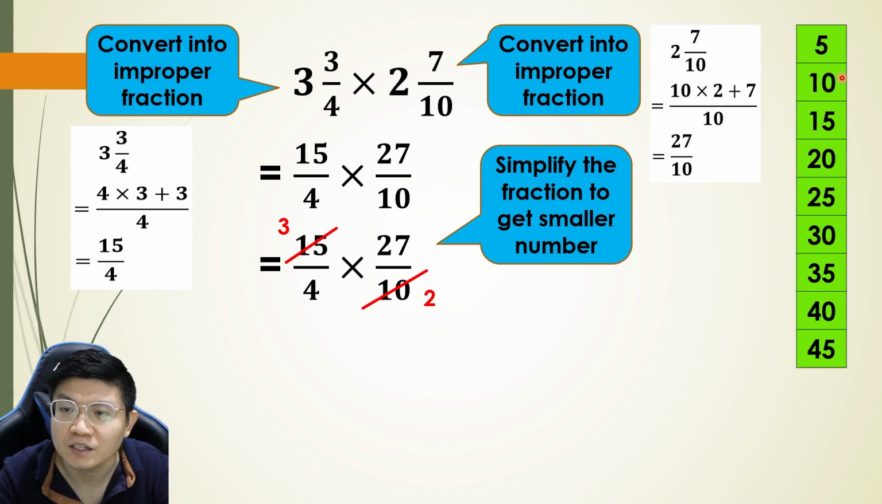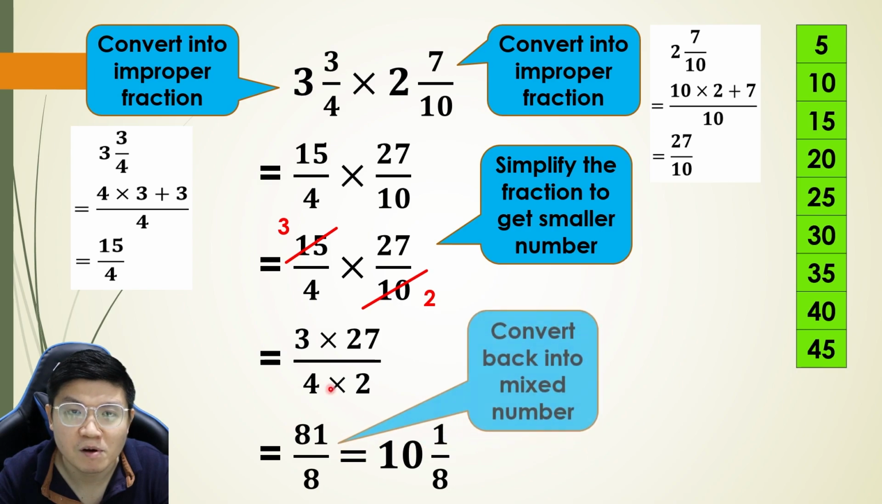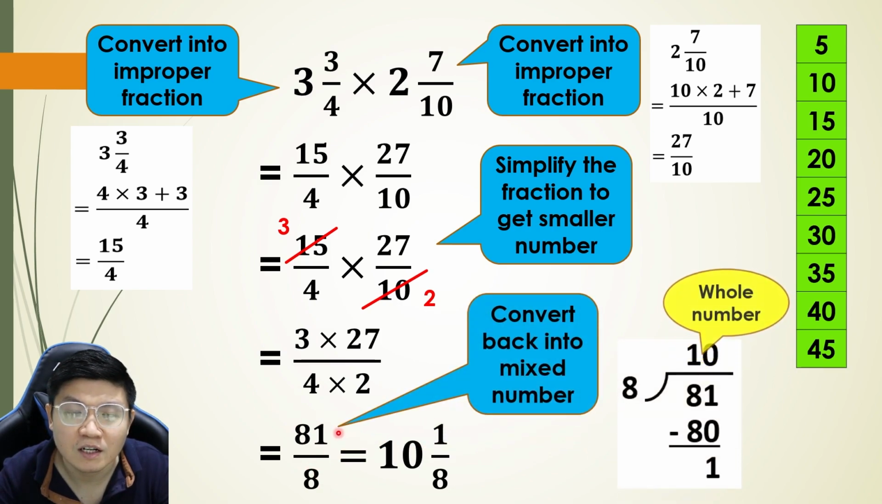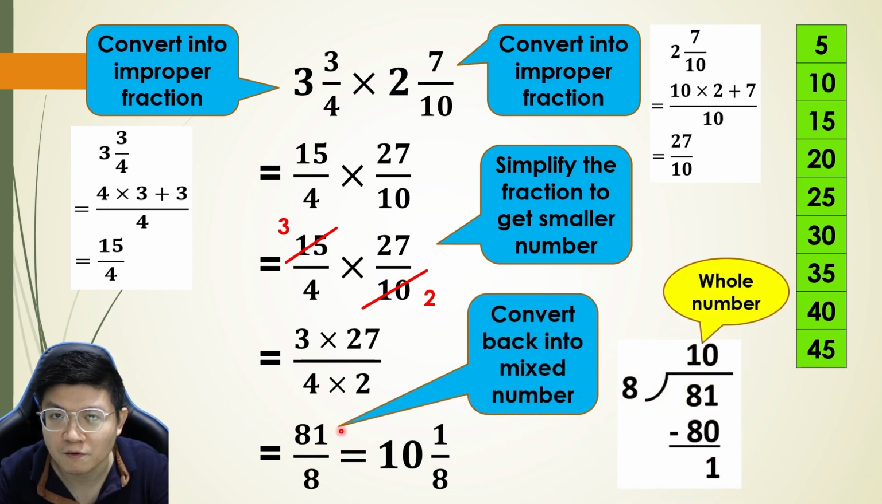And 10 is actually 2 here, number 2. Alright? So after I simplify, times them. 3 times 27, 4 times 2. Yeah? So I get 81 over 8. Now, don't leave the answer in improper fraction. You need to convert back into mixed number.